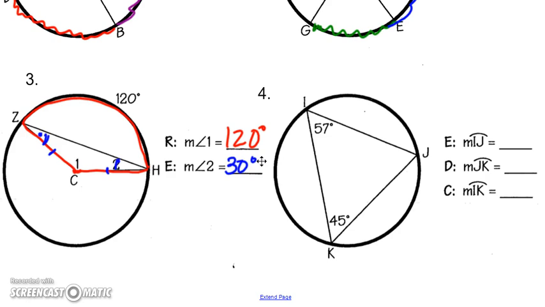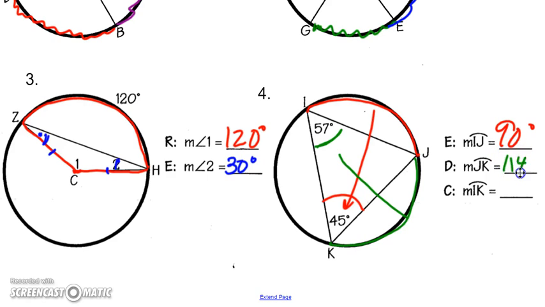In number 4, we have a few different inscribed angles. For IJ, this arc corresponds to the inscribed angle of 45 degrees, so we know that IJ is 90 degrees. And JK corresponds to the inscribed angle of 57 degrees, so we know that the arc is twice that, 114. And then IK is the remaining part of the circle, so we can subtract the two arcs that we have from 360, and we get 156 degrees.